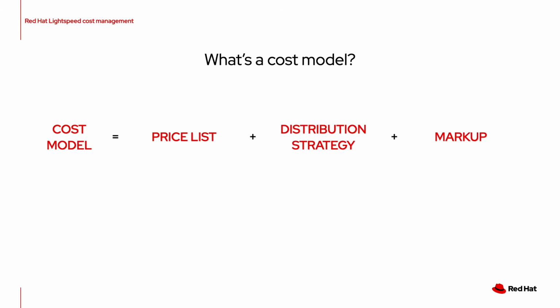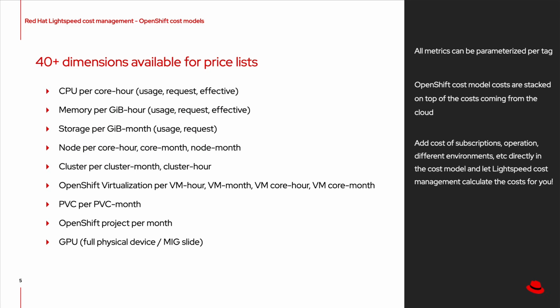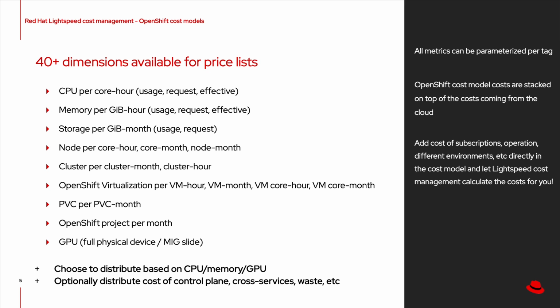The cost model concept in cost management is very simple. It's a price list plus a cost distribution strategy plus a markup. We have more than 40 cost dimensions available to define a price list. The CPU, memory, storage, node, cluster, VM, PVC, GPU, many more things. And then for each dimension, you can choose different metering strategies. And then you can choose what to distribute. And then you can also add additional costs on top of that.